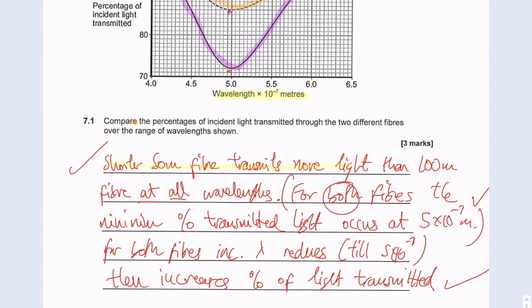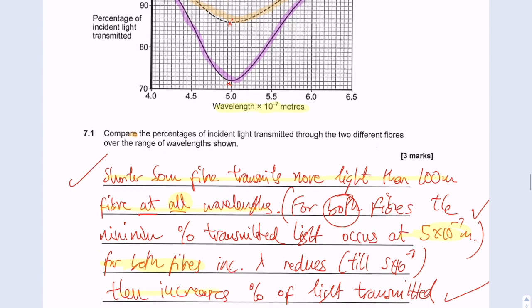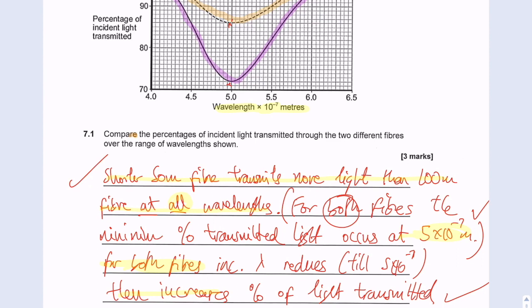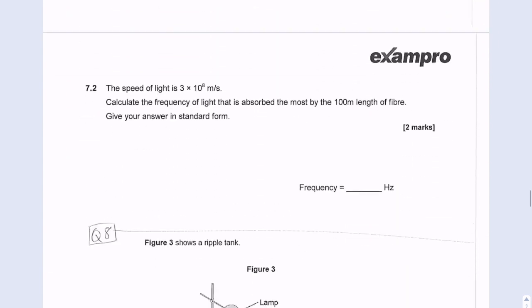One, the shorter fiber transmits more light than the 100 meter fiber at all wavelengths. You had to use the word all. For both fibers, the minimum is at the same point. And the general trend for both fibers is that increasing the wavelength reduces, then increases the percentage of light transmitted. Yeah, pretty much that's the third mark. Okay.